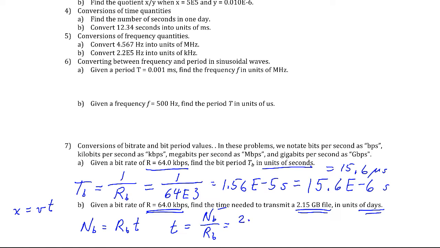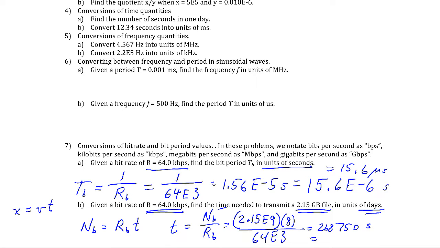2.15 giga means times 10 to the ninth. But those are bytes. Watch out. We have to multiply by 8 to get to bits. And the bit rate is 64 E3. Well, if you calculate this on your calculator, you get 268,750. And that has units of seconds.